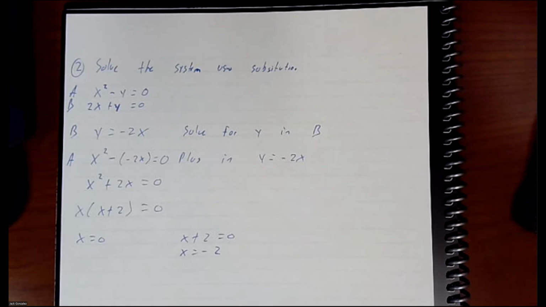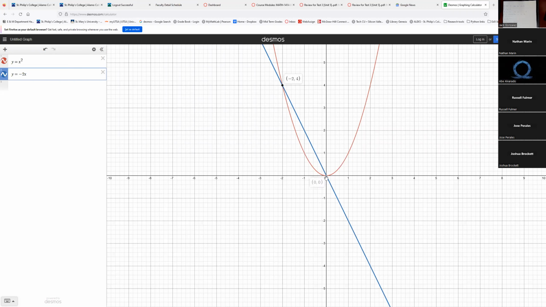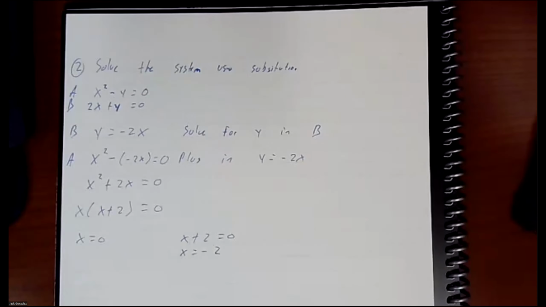Check it out. This is what we solved for visually. See how we got that negative 2 for the x earlier, and we got a 0. So we found the x value that intersects at these 2 points. So the two solutions are going to be negative 2 and 4 and 0, 0. So in order to get those, you have to plug it in.